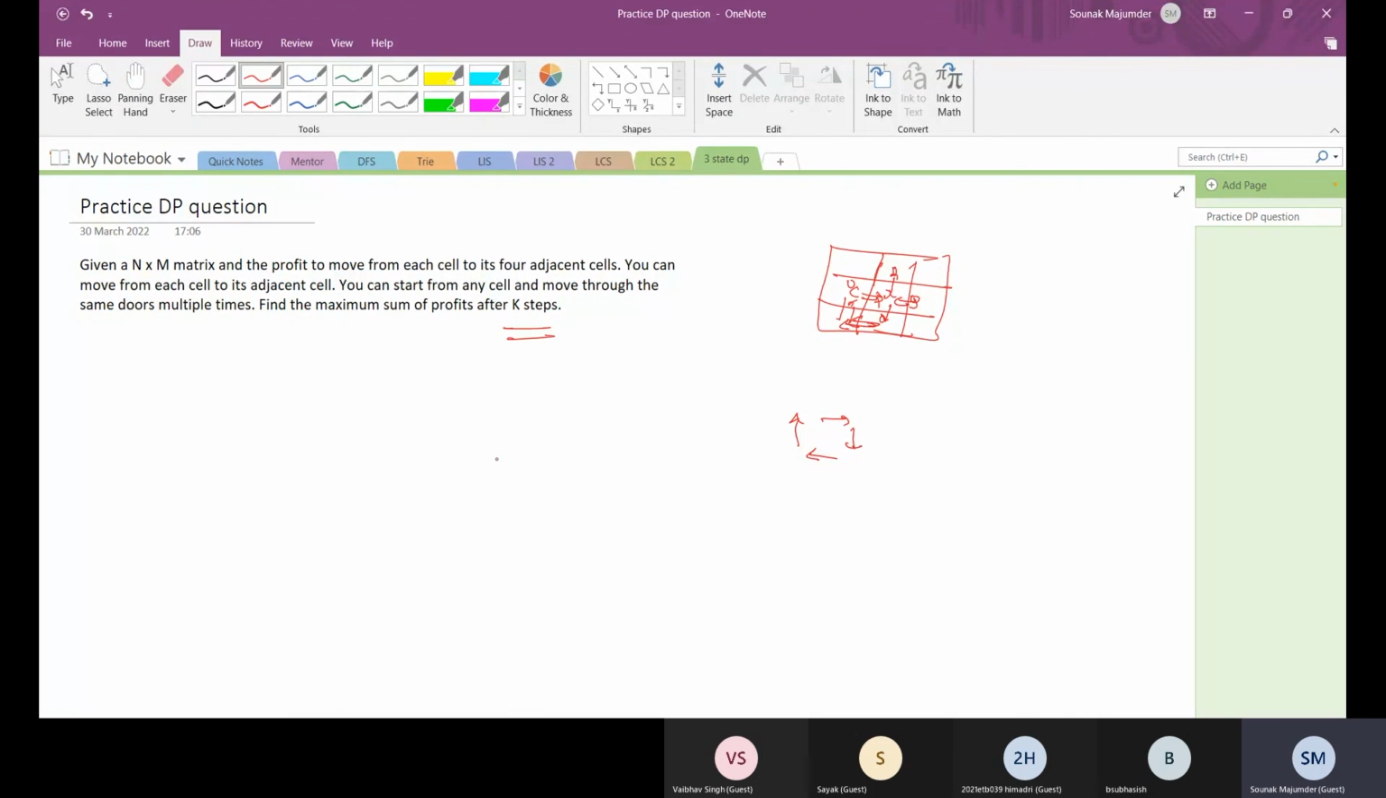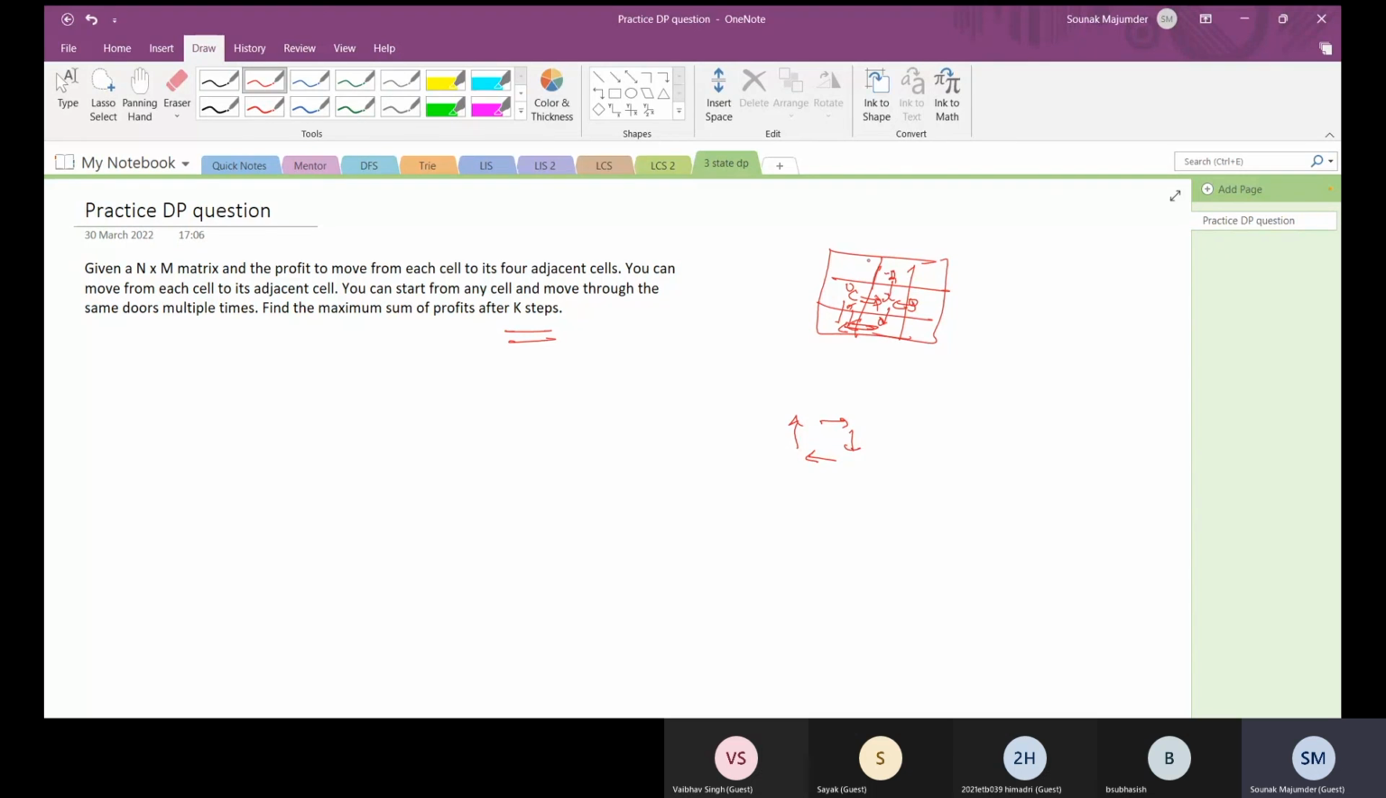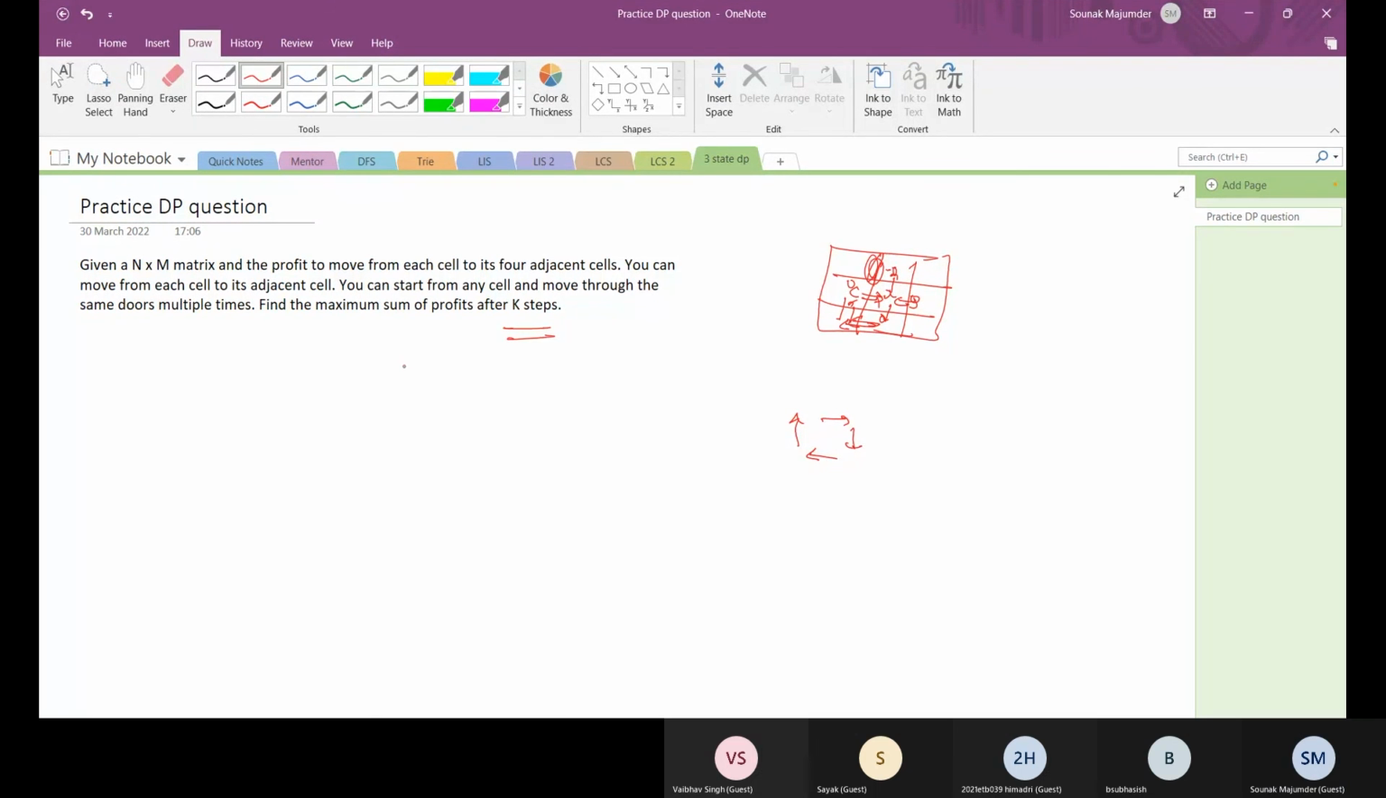So you need to find the maximum profit that you can achieve if you move k steps. The conditions are simple: starting from any position, movement through each door. Let's say each of these adjacent pairs is a door. So you can move through the same door any number of times and bidirectionally. What is the maximum profit that you can get? One of the hints is it is a three-state DP.